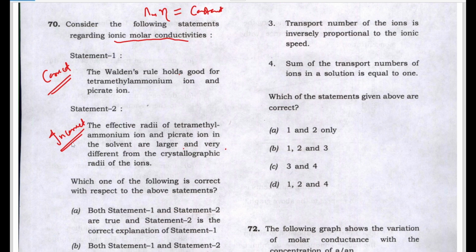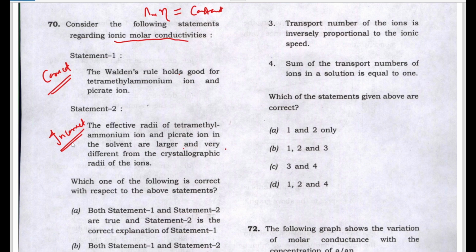But in the second statement, they are provided tetramethylammonium and picrate. These are large ions, and in the case of large ions, the electric field due to the ion itself is very small, and the amount of solvent held by the ion is very small. So larger ions are less solvated than smaller ions, and larger ions have effective radii nearly the same in different solvents.